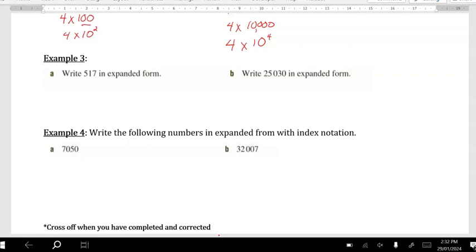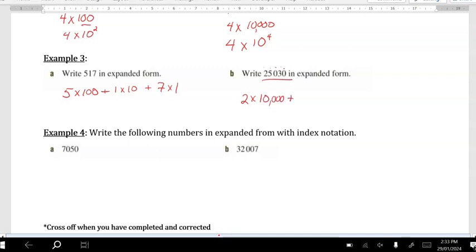Expanded form is when we take them out. 5 is in the hundreds place, so we have 5 times 100, isn't that right? 5 times 100, added to 1 times 10, because it's in the tens place, added to 7 times 1. That's the expanded version of that. This one, I've got 25,030. That 2 is in what place? I think it's in the 10,000 place. Does that sound right? If we have units, tens, hundreds, thousands, 10,000.